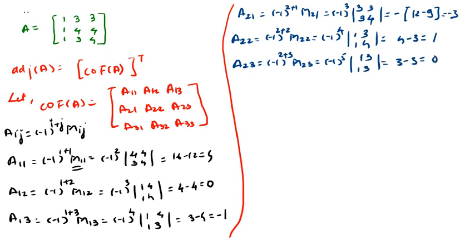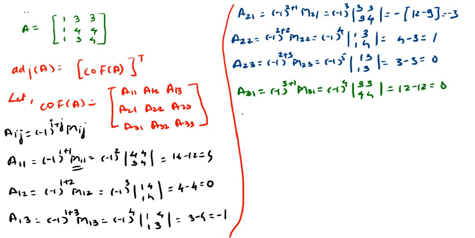Okay, now the next entry, that is A31. This will be -1 raised to 3 plus 1 M31. This will be -1 raised to 4 into determinant M31, of this determinant. So hide this column, this row, 3, 3, 4, 4. Okay, so this will be 3, 3, 4, 4. Okay, this will be 12 minus 12 is equal to 0.